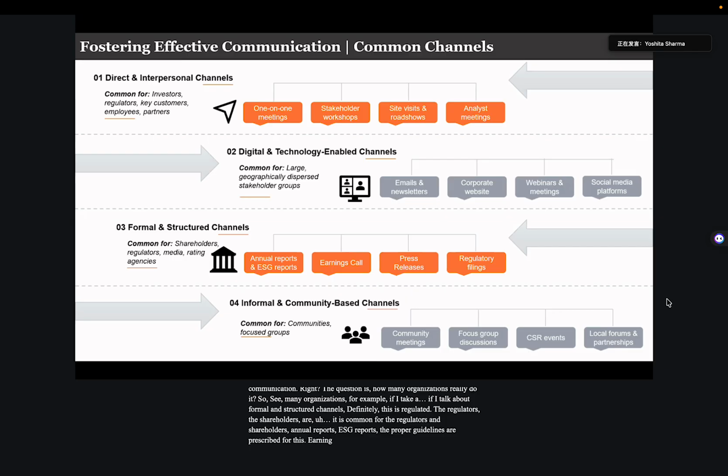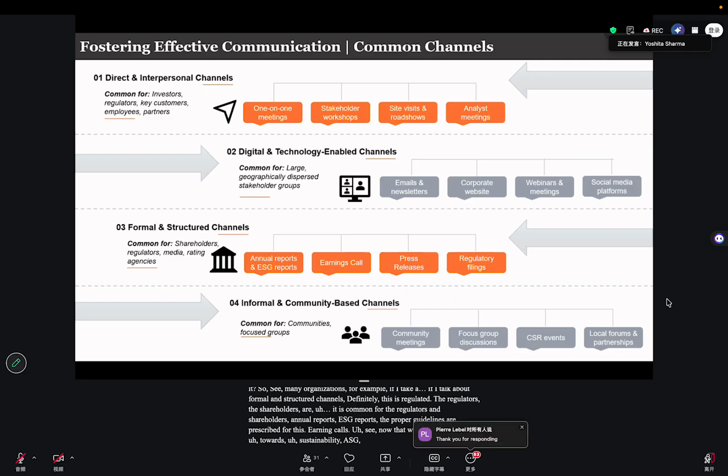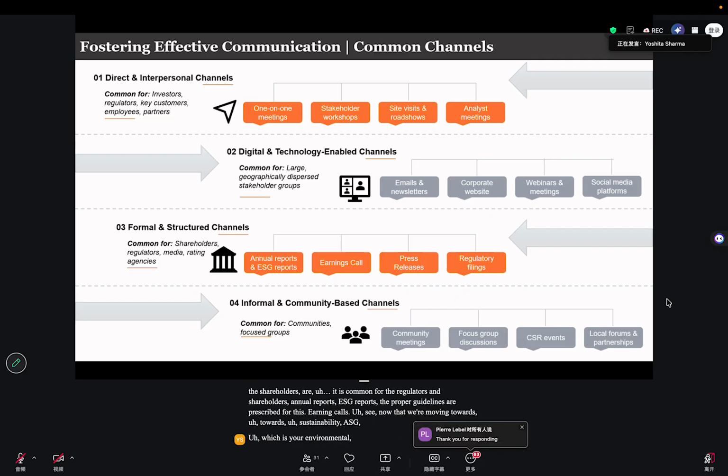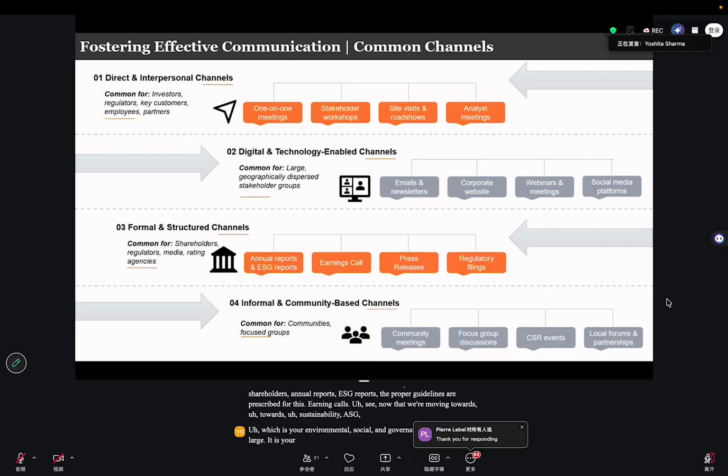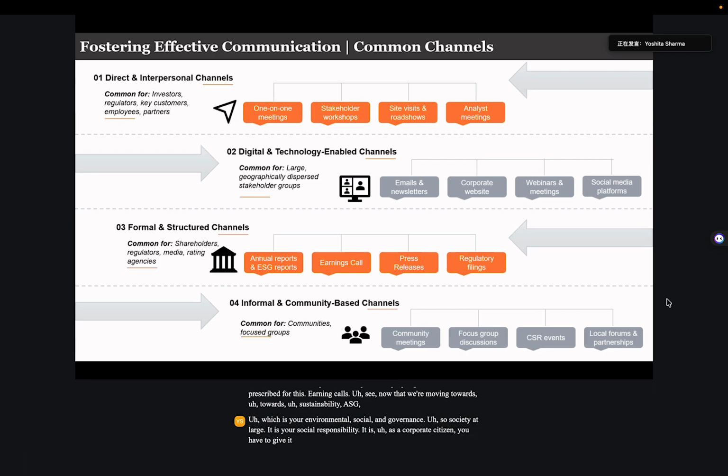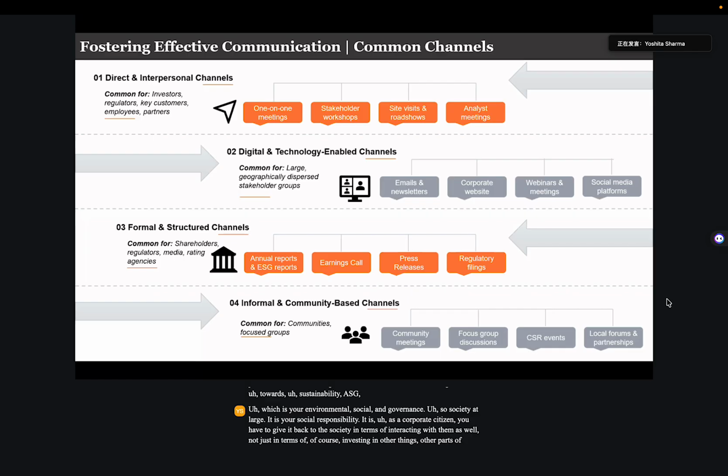Earning calls. Now that we're moving towards sustainability and ESG, which is your environmental, social, and governance, society at large, it is your social responsibility. As a corporate citizen, you have to give it back to the society in terms of interacting with them as well, not just in terms of investing in other parts of the society that is helpful.